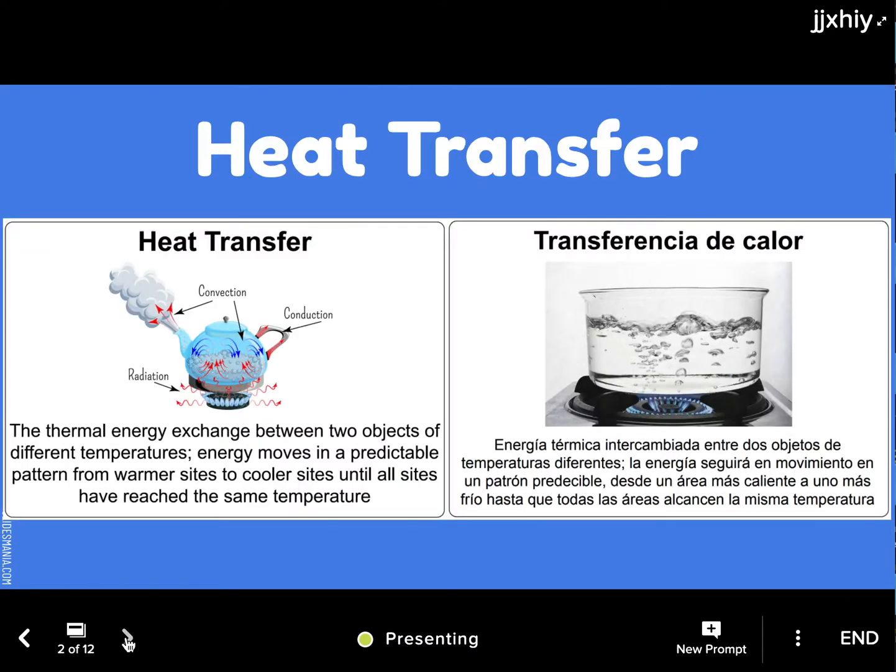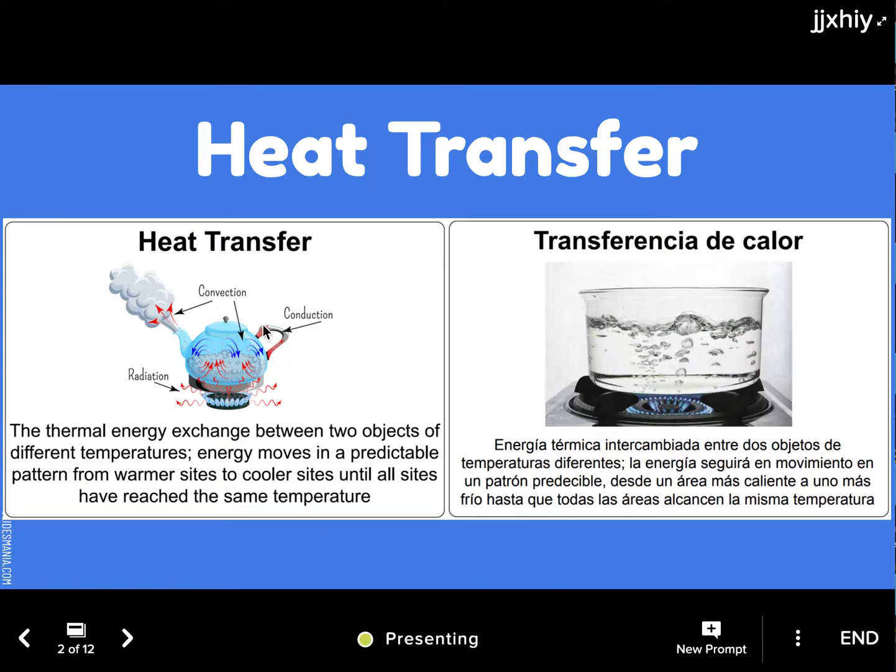Alright, now that you drew your example, let's take a look at what heat transfer is again. It is the thermal energy exchange between two objects of different temperature. Now, very important key point right here, different temperature. If they are the same temperature, heat transfer is not going to continue. It stops when both objects reach the same temperature. And they always go in the same direction. It goes from warmer to cooler part.